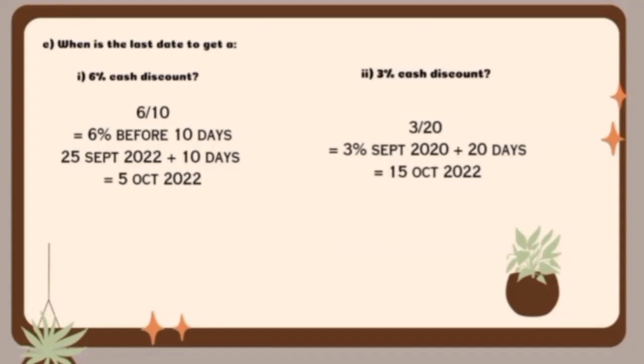C. The last date to get a 6% cash discount is 25 September 2022 plus 10 days. So the last date is 5 October 2022. Then the last date to get a 3% cash discount is 25 September 2022 plus 20 days. So the last date to get a 3% cash discount is 15 October 2022.